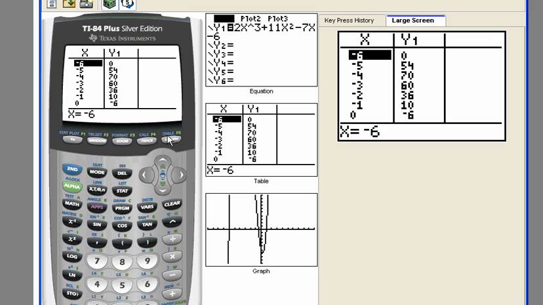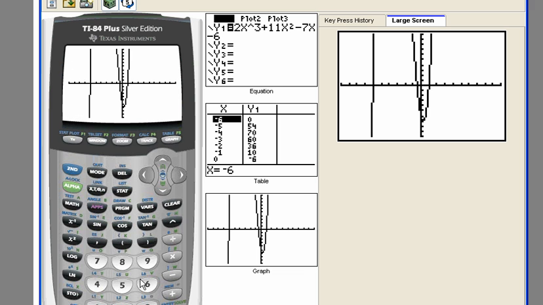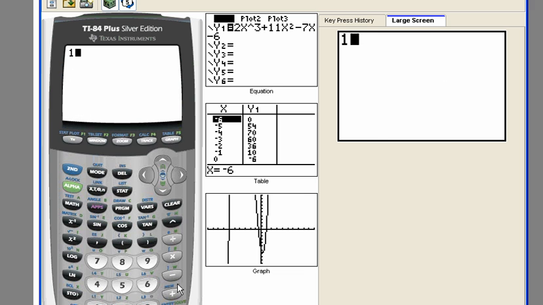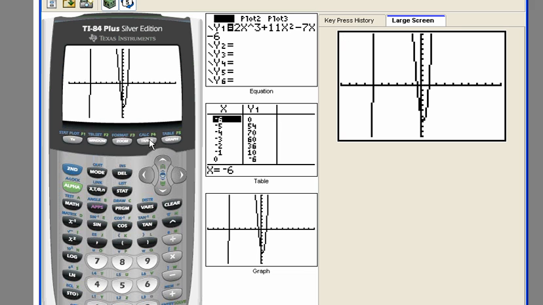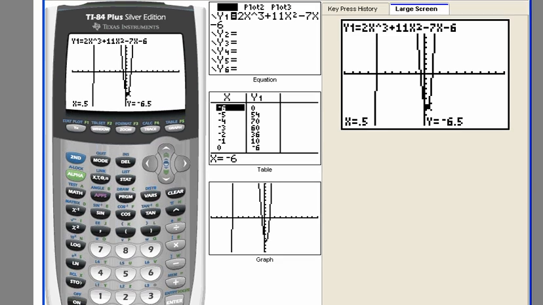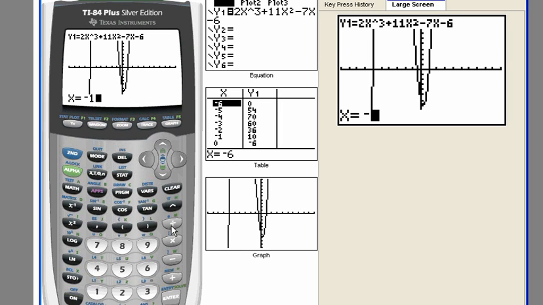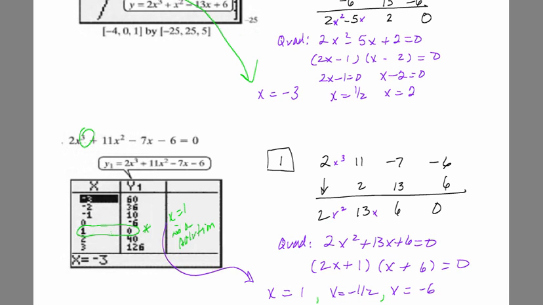And if we wanted to check out the 1/2, if we go to the graph, hit trace, and then type in 1 divided by 2, press enter. Oh my goodness. I bet it was a -1/2. If we type in a -1/2, surely that should be 0. There it is. So we're just validating, yep, those are the 3 zeros that we found over here algebraically.